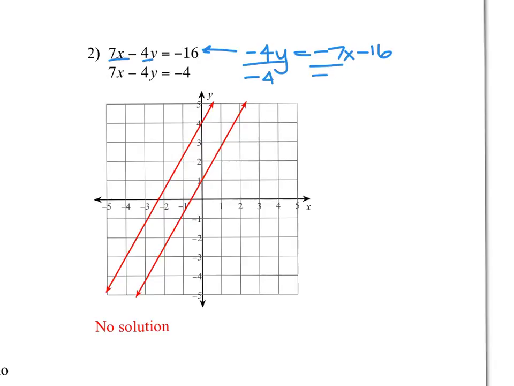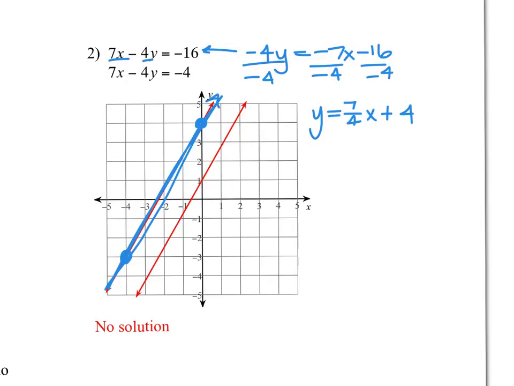Then I'm going to divide everything by -4, which is going to give me y equals, -7 doesn't divide by -4, so that's just +7 over 4x. And then -16 divided by -4 is +4. So I started at 4. And then because I can't go up 7 and to the right 4, I have to go down 7 and to the left 4, which is going to give me this other point. And there's my first line.